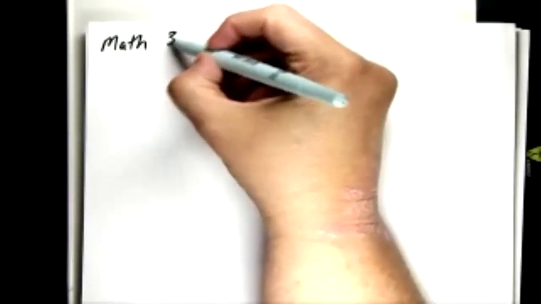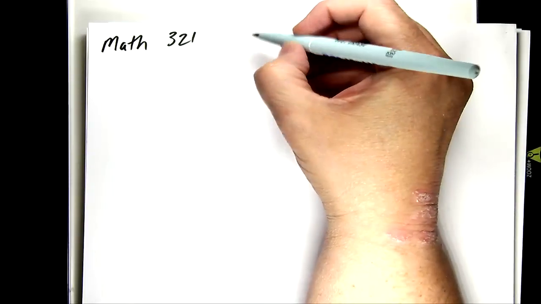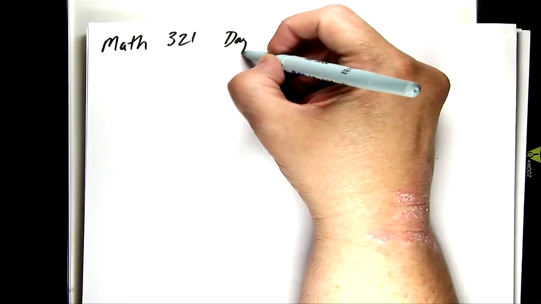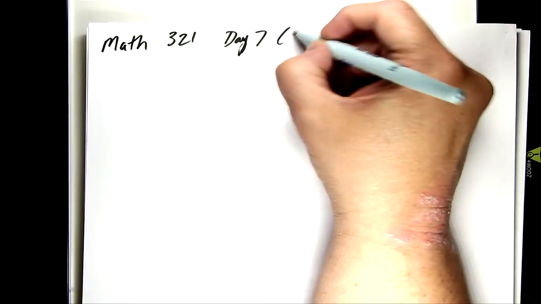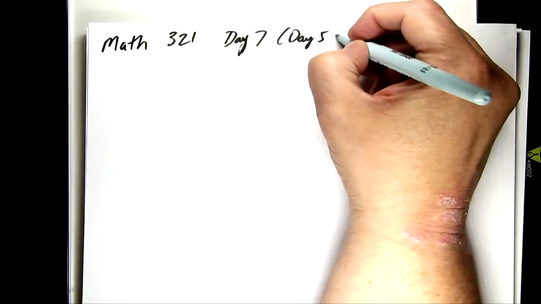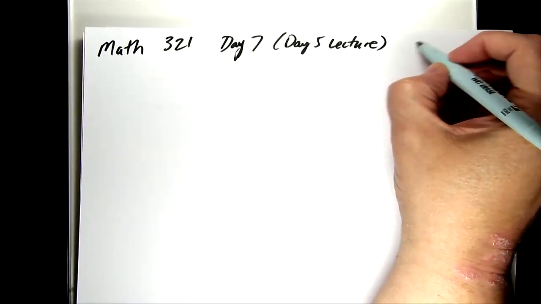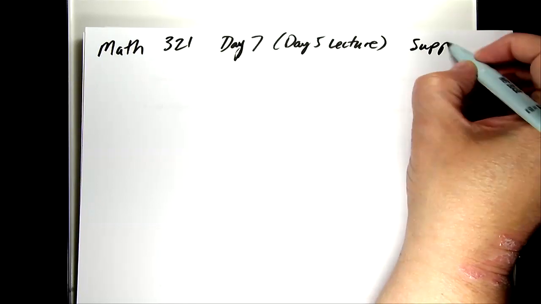So we're looking, what is this, Math 321? I think this is our second day for doing chapter 3. This is day 7 of class, maybe day 5 of lectures. And this is support for chapter 3, part B.